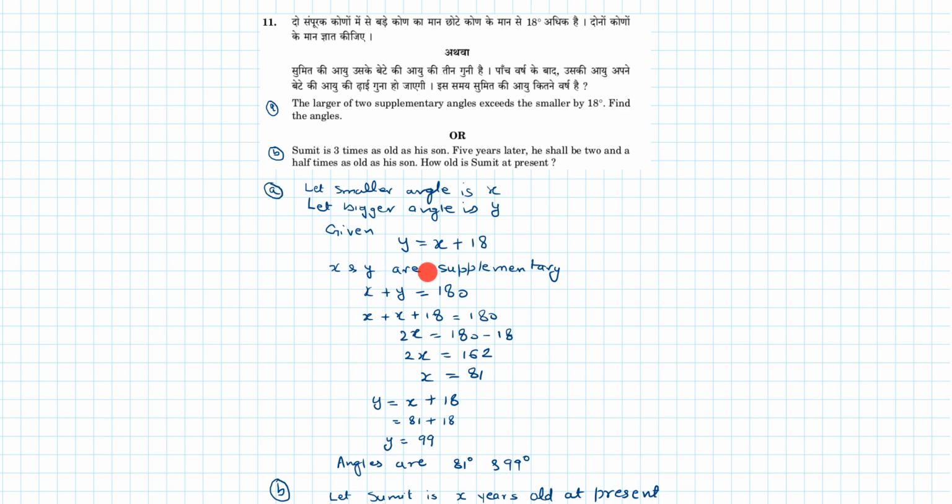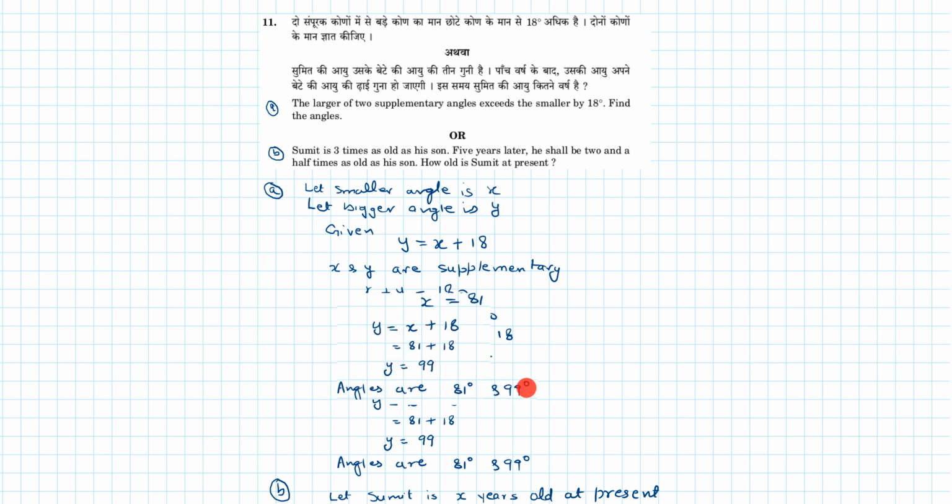Because x and y are supplementary, it means x plus y is equal to 180 also. So basically we are getting two equations and two variables x and y, and we can solve. We substituted y equal to x plus 18 into this, and we get the value of x equal to 81. Once we know x, y is equal to x plus 18, so we can find the value of y as 99. So the angles are 81 and 99 degrees.